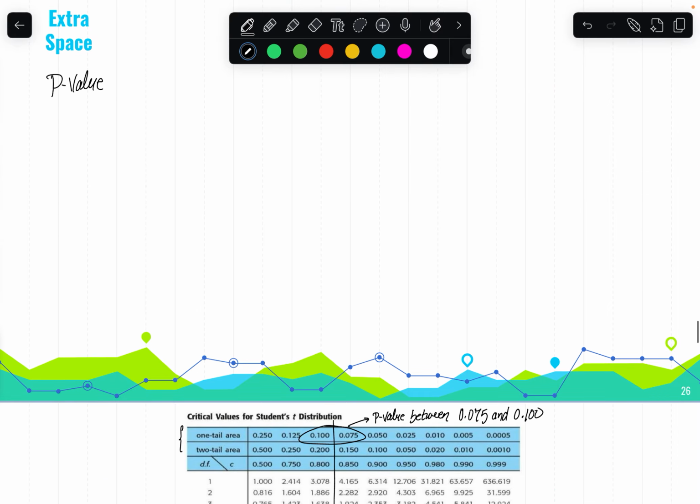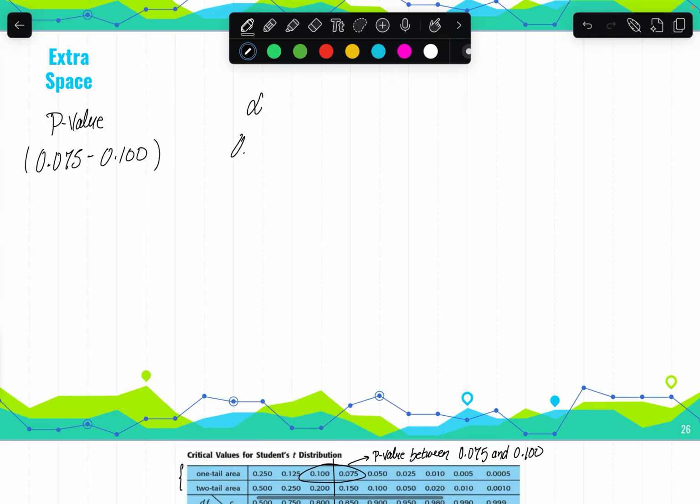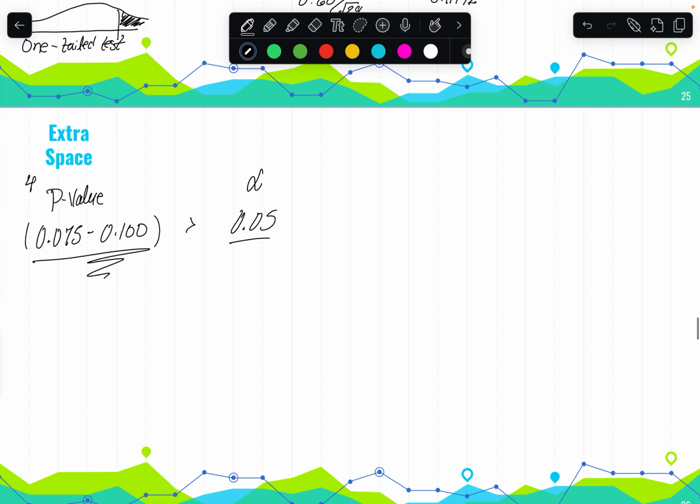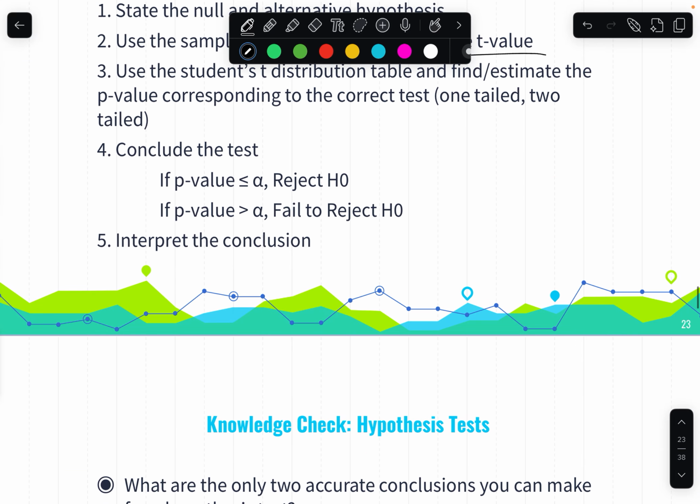So our p-value is between 0.075 and 0.100. And we want to compare that to our level of significance of 0.05. Any number in between this range is always going to be greater than the level of significance. Okay, so this is actually getting into parts 3 and 4, which I think the fourth one was concluding the test.